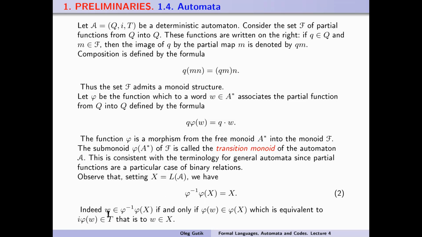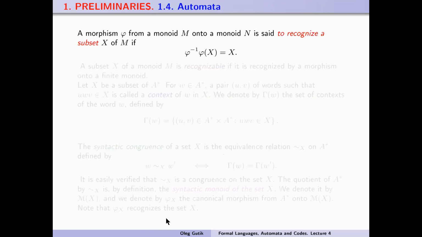Indeed, W belongs to the set phi minus 1 phi of X if and only if phi of W belongs to phi of X, which is equivalent to I phi of W belonging to the set of terminal states, where I is the initial states, that is, W belongs to the set X. A morphism phi from monoid M onto monoid N is said to recognize a subset X of monoid M if phi minus 1 phi of X is equal to X. A subset F of a monoid M is recognizable if it is recognized by a morphism onto a finite monoid.